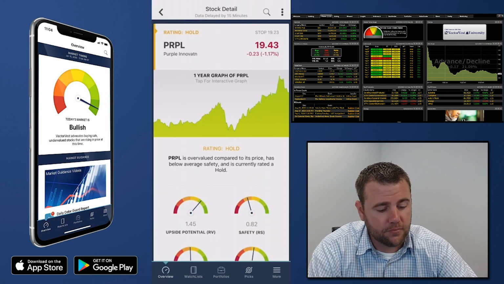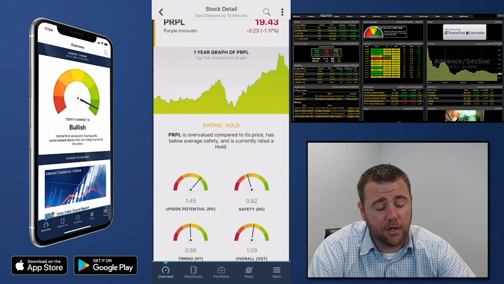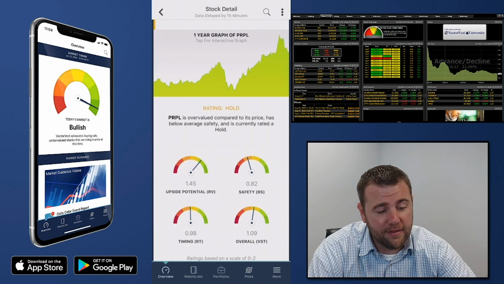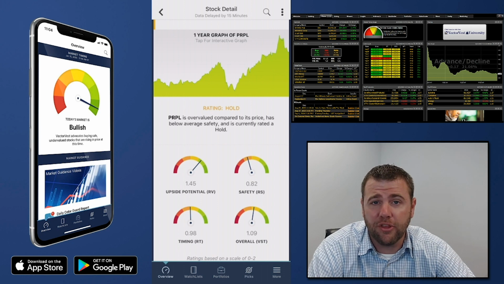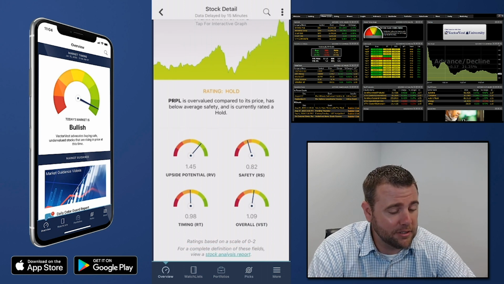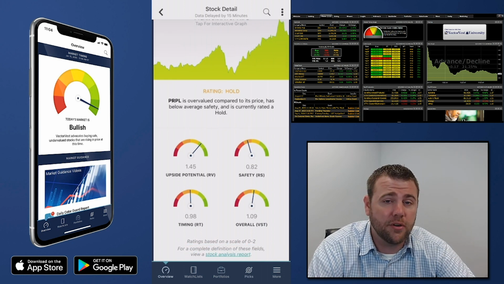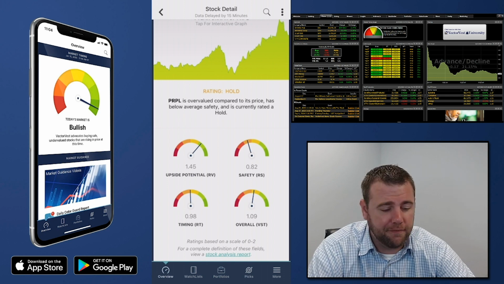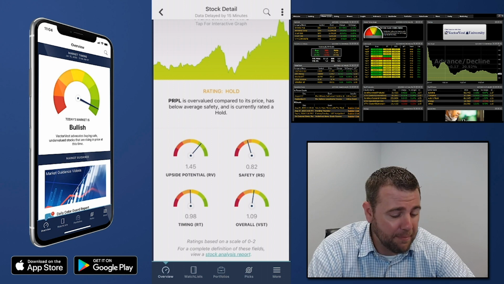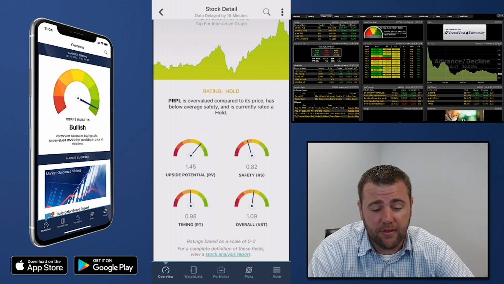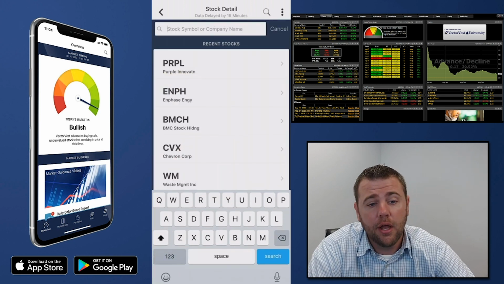There we go. PRPL. Now this one, good long-term potential. It does have a little bit more risk associated with it though. Timing tells us it's in a slight decline on a short-term basis. Overall, the stock's favorable, but really more so average than favorable. With the timing being below 1, probably going to say we'd stay away from this for right now.